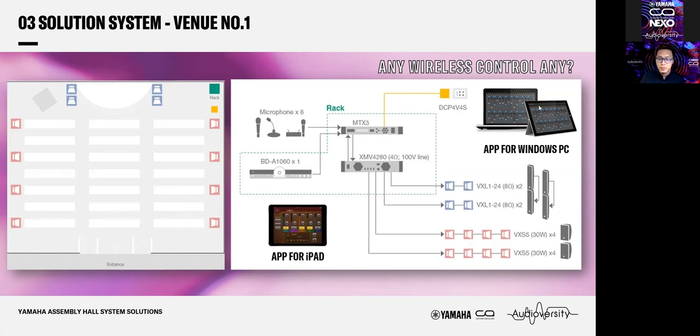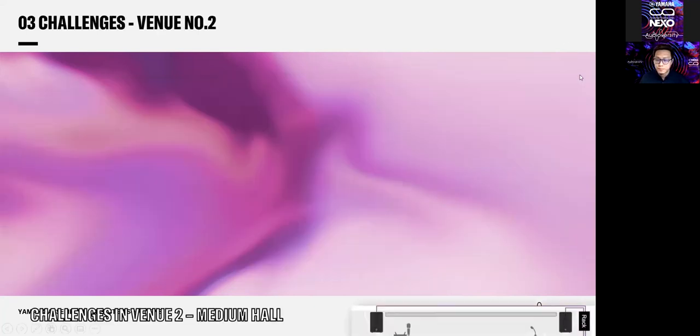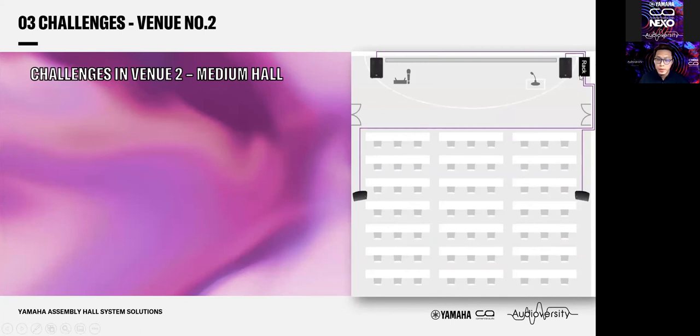Okay, let's move on to the next challenge, which is venue 2. Over here we can see a new setup, something bigger, very typical of the assembly halls that you see around in Singapore. So this is a medium size hall. The first challenge is that it's bigger, a medium size hall.